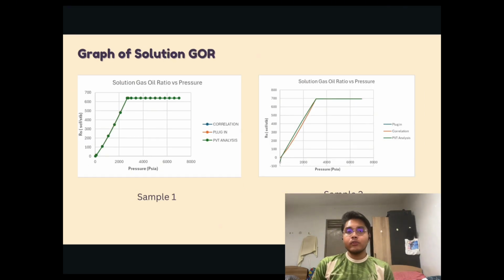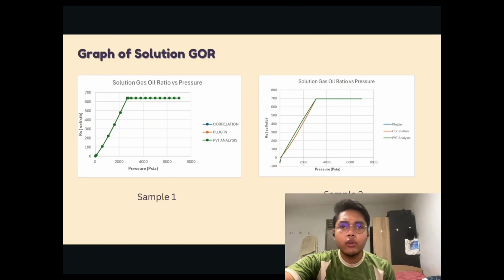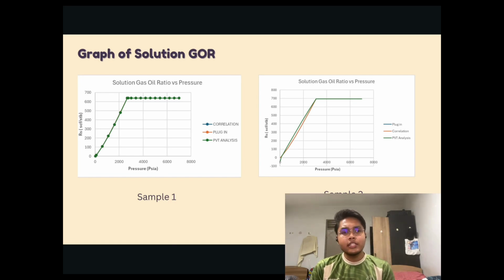The next graph that I want to discuss is the graph of solution gas oil ratio, which is RS. Basically, in sample number 1, we can see the relationship between the pressure and the solution gas oil ratio using three main methods, which are PVT analysis, correlation, and plug-in method. We can see that the RS increased linearly with pressure up to approximately 2670 psia, reaching a maximum RS value of around 639 scf per STB. Beyond this maximum value, the RS remains constant.